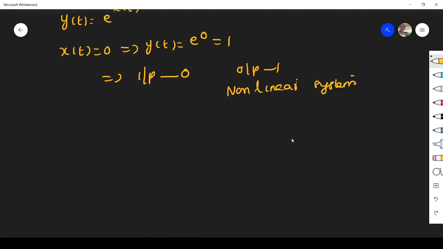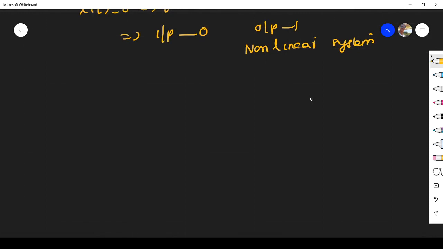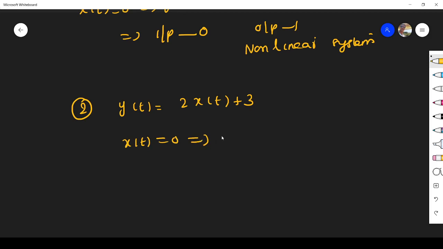This is the logic. So if you have a problem like this, you can directly say it is a non-linear system. Let us go to the second example. Here y of t is equal to 2 into x of t plus 3. Whether it is a linear system or non-linear system, it is a non-linear system. Why? The same method you can apply. When x of t is equal to 0, that is when the input is 0, your output y of t is equal to 3, 2 into 0 is 0, plus 3. So input is 0, output is present, it is a non-linear system.